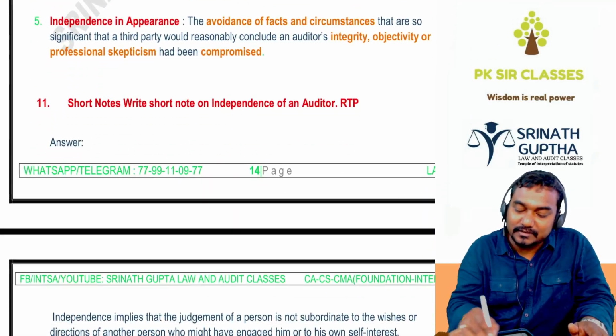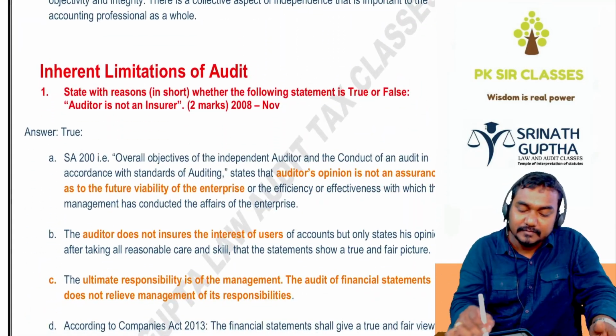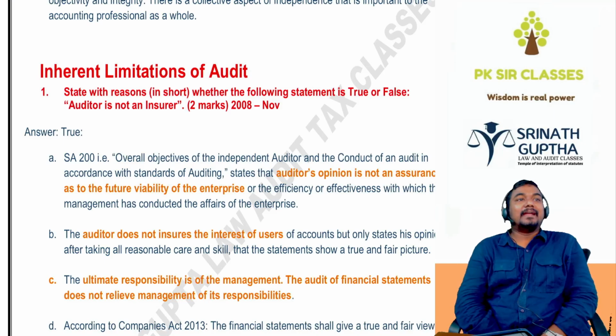Next, read short notes on the independence of the auditor. We should write everything about the independence. Next question: based on the inherent limitations of the auditing.